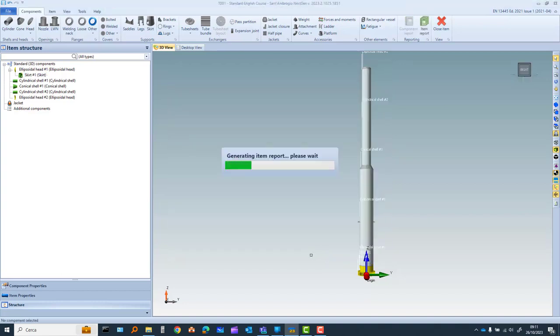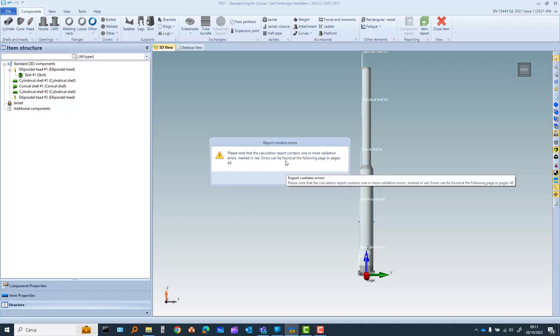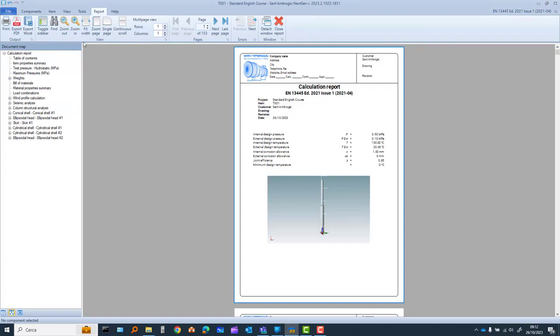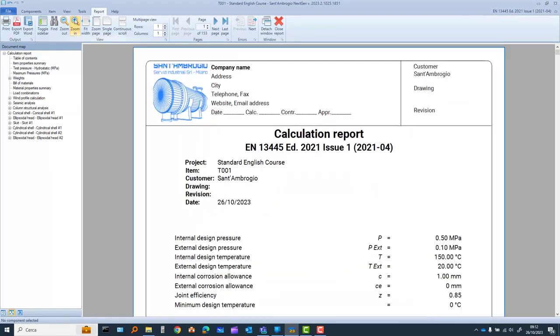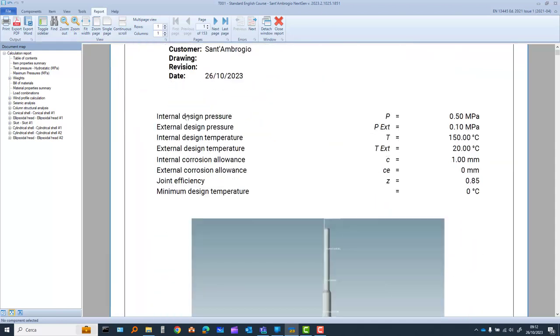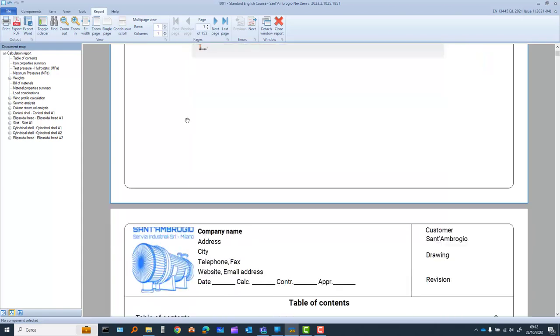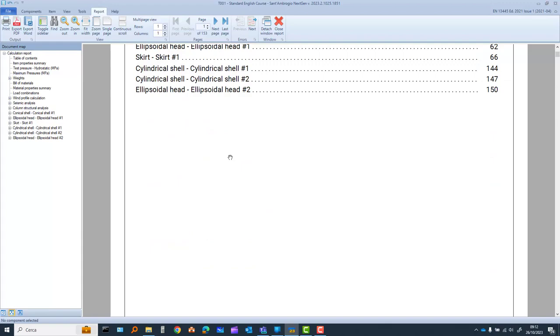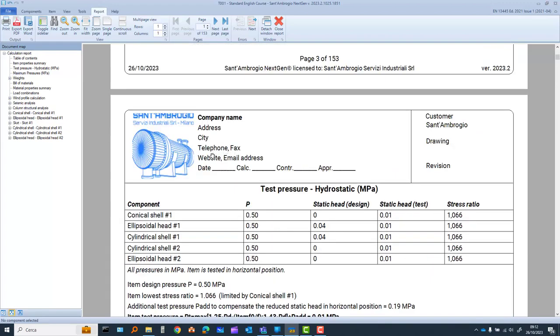We look at the report. And before looking at the report, we have this information. The calculation report contains one or more validation errors marked in red. Errors can be found at the following page or pages 48. Okay, we accept this. We have just to see the report. Better to make it bigger. And we get the complete report of the column, starting, of course, on the design conditions, table of contents, summary of item properties. Well, we go directly to page 48.